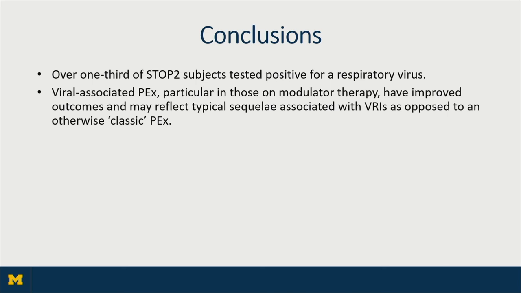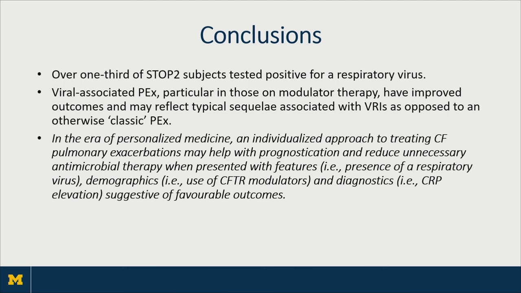Our working thought is that it's not so much that having a virus is a good thing, but rather it's possible that the use of modulators has unmasked what is typically viral sequelae that would be seen in the general population anyway. So are these really overt pulmonary exacerbations as we know them, or are these simply viral infections that all of us would have, aka a cold? I think it also gets at the concept of how nebulous defining a pulmonary exacerbation is, but this is adding that piece to it. Moreover, as a clinician myself, what I find interesting is how we can take this information to personalize care going forward.